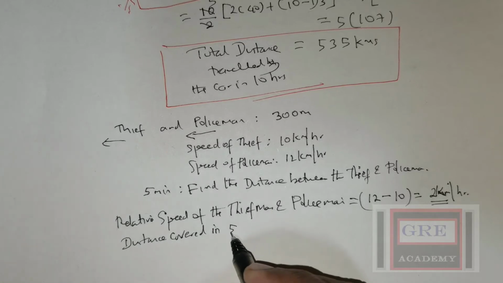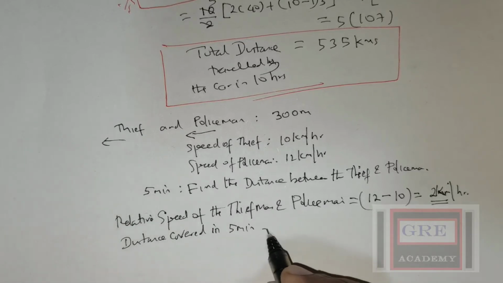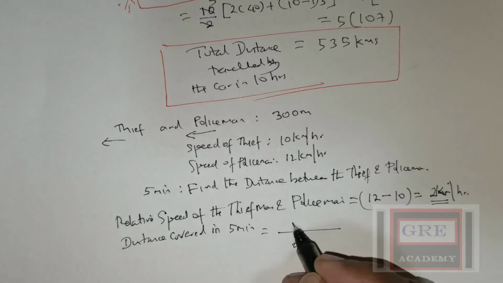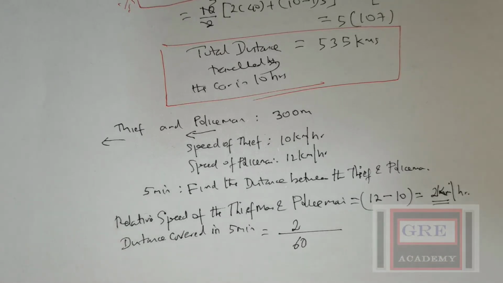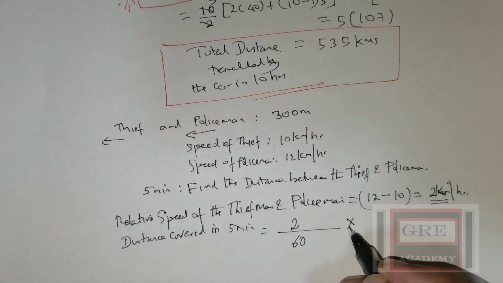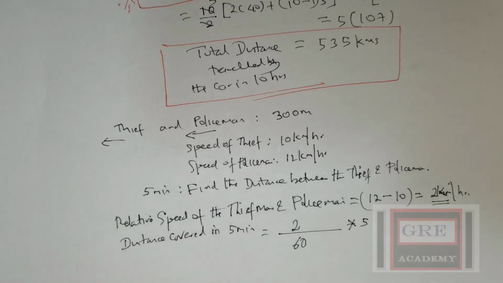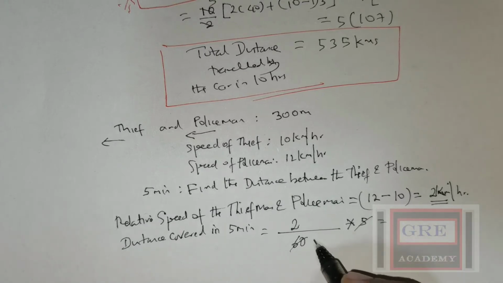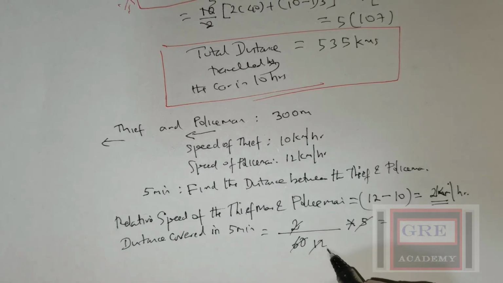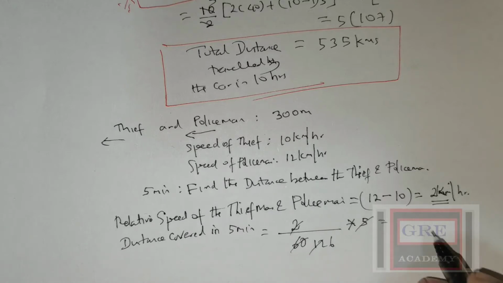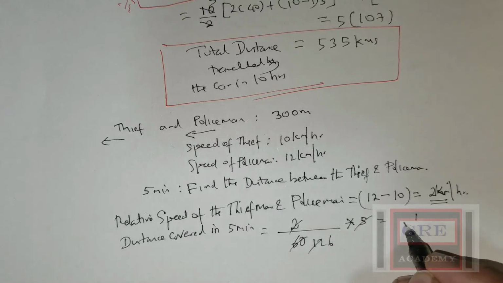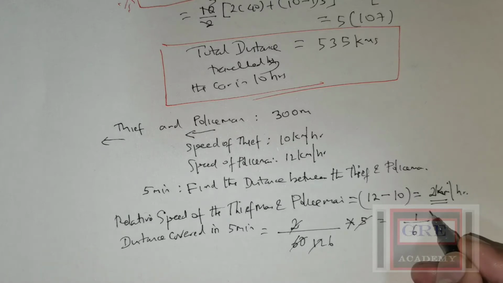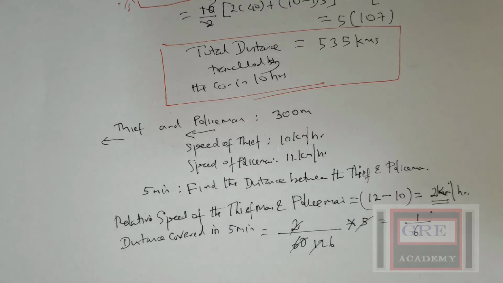in 5 minutes, we need to know that, right? So that can easily be calculated. So in 60 minutes, the distance covered is 2 kilometers. So in 5 minutes, what will be the distance? Clearly 5 divides 60, 12 times, and 2 divided by 12 is 1 over 6. Okay, 1 over 6 kilometers.